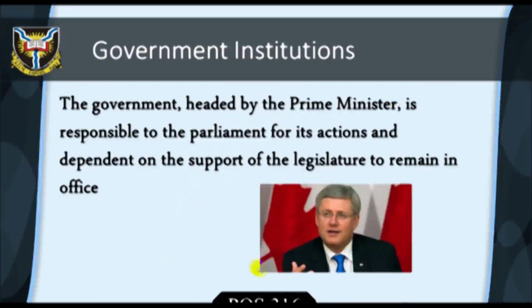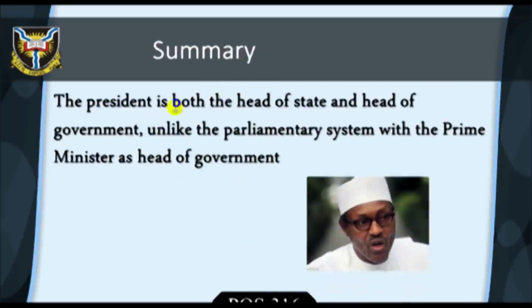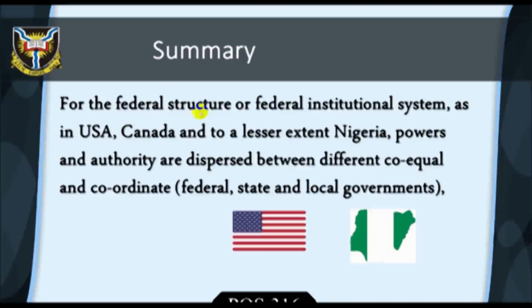Study session summary. In this lecture, we discuss the presidential system, in which the president is both the head of state and head of government. Unlike the parliamentary system, with the prime minister as head of government, while there is also a ceremonial head of state and president. For the federal structure or federal institutional system, as in USA, Canada, and to a lesser extent, Nigeria, powers and authority are dispersed between different co-equal and coordinate regions, such as the federal, state, and local governments.